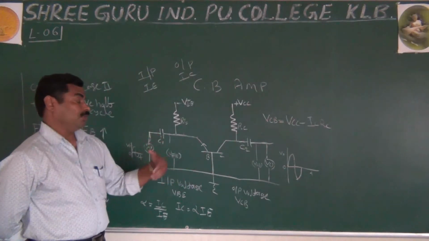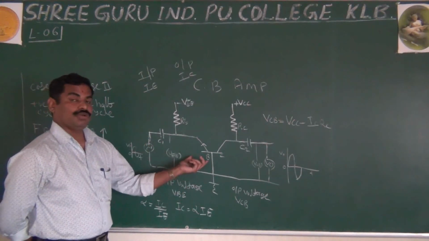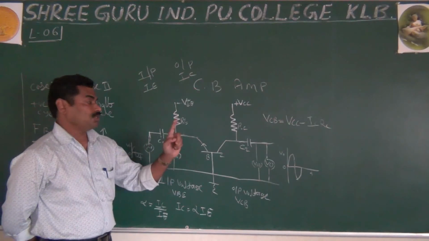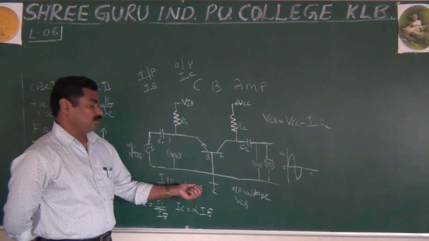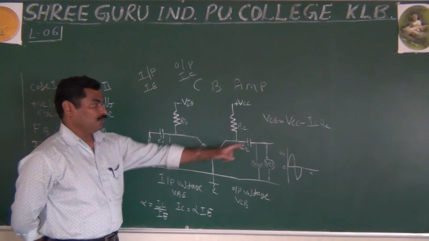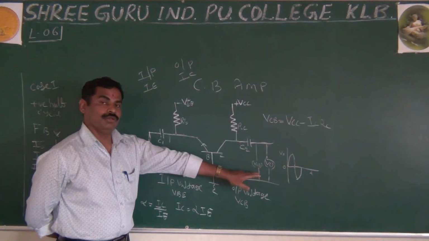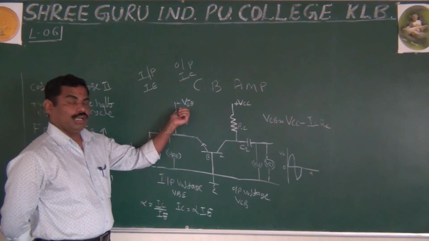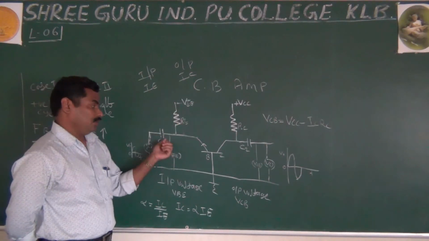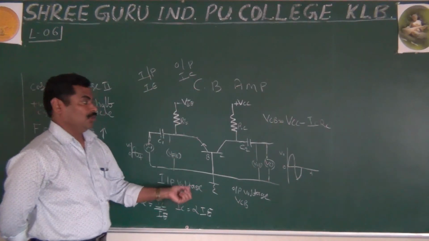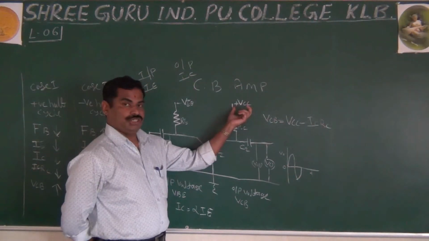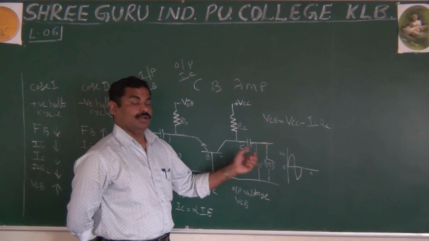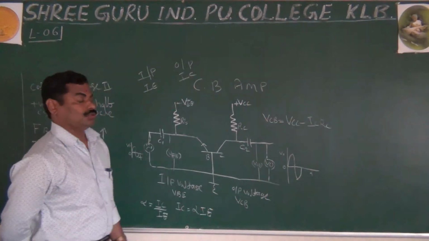Another important point: whenever you study amplifiers, the condition for an amplifier is that the input section is forward biased and the output section is reverse biased. How do we make the input section forward biased? By using the negative VEE, we can make the emitter-base junction forward biased. And by using the VCC, we can make the output section reverse biased.